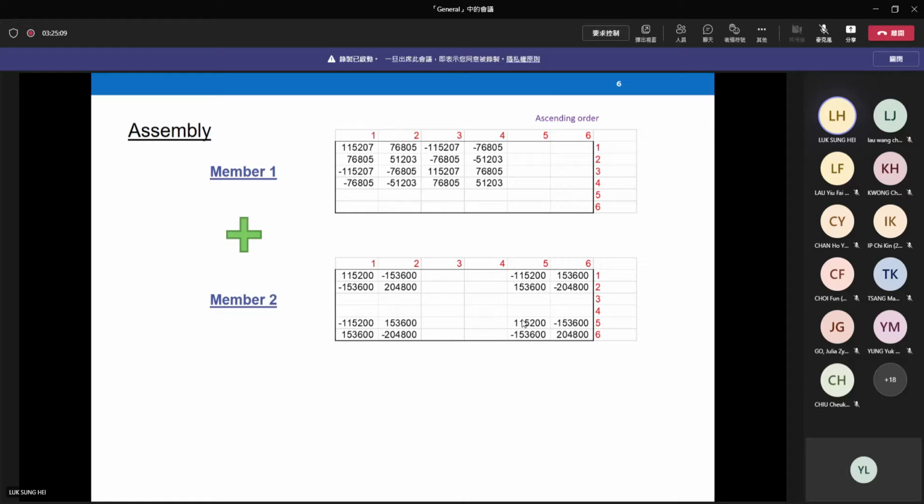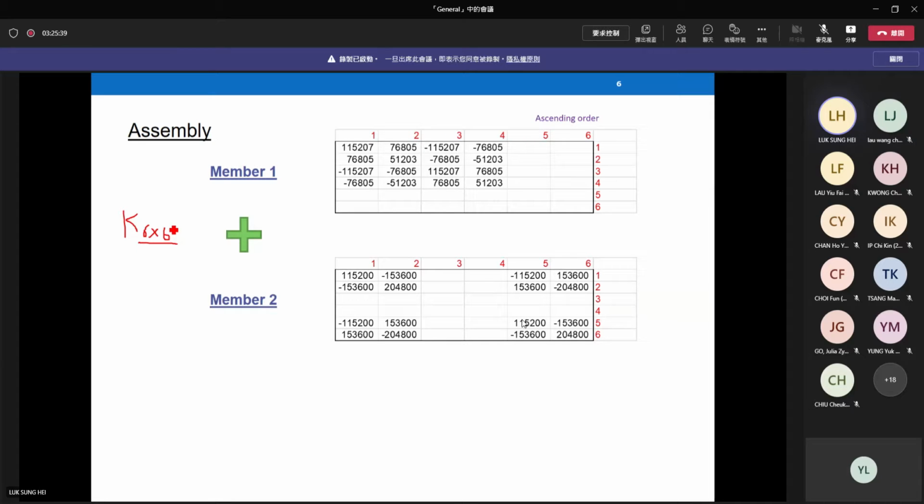Part 3, assembly. Add up all the element matrices together to form the whole structure stiffness matrix. In the solution right here, you can see that I first enlarge element 1 and element 2 to a 6x6 matrix, with the size identical to our structure stiffness matrix, the K. The K is a 6x6 matrix, right? Because we have 6 degrees of freedom in this structure.